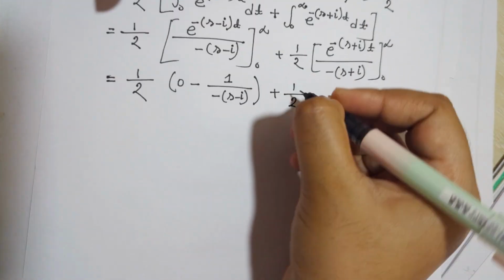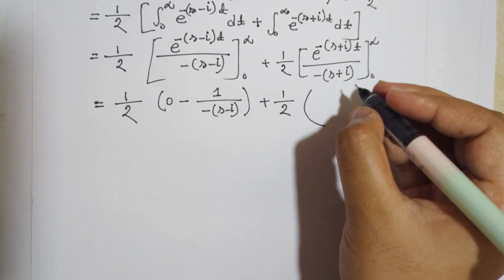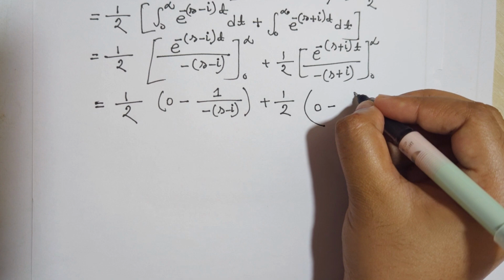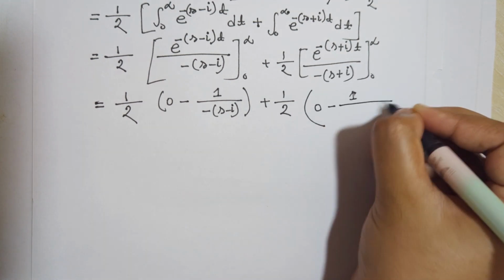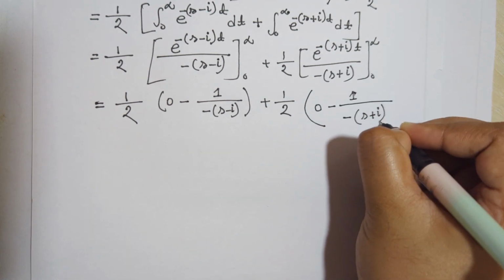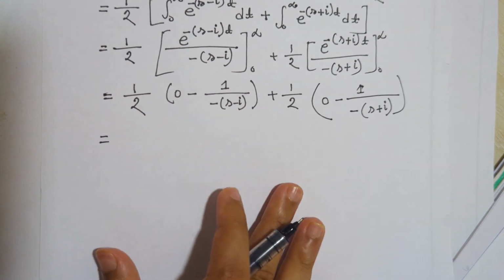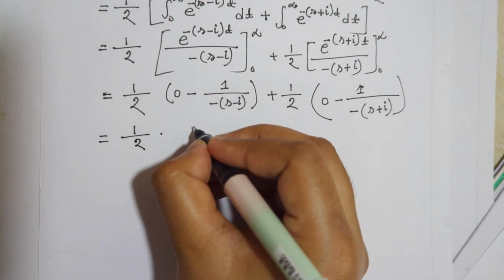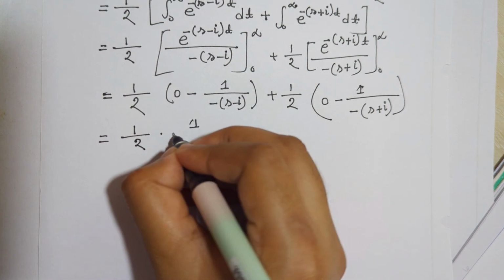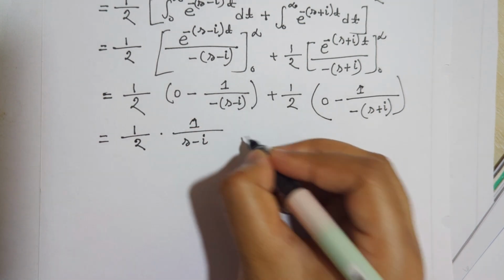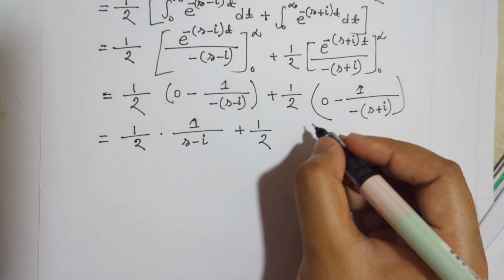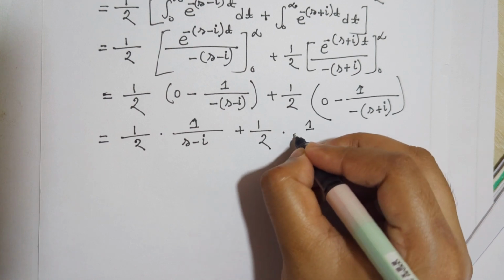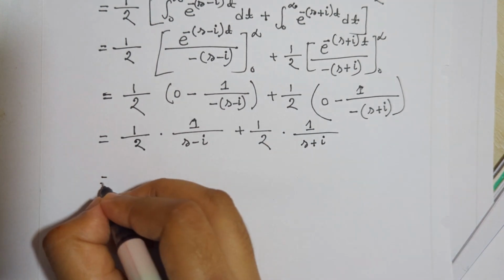plus half, e to the power minus infinity means 0, minus e to the power 0 means 1, divided by minus (s plus i). So if we remove the total bracket, we will get half into minus minus plus 1 divided by s minus i, plus half into 1 divided by s plus i.